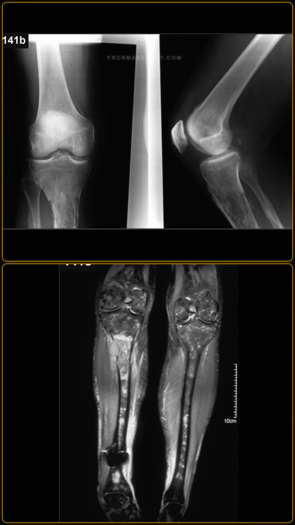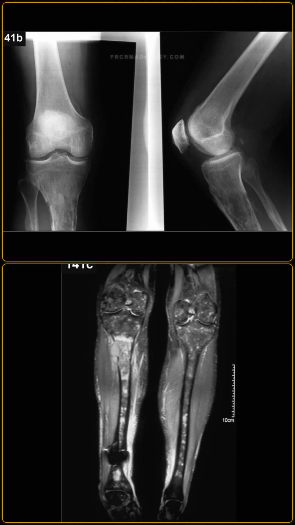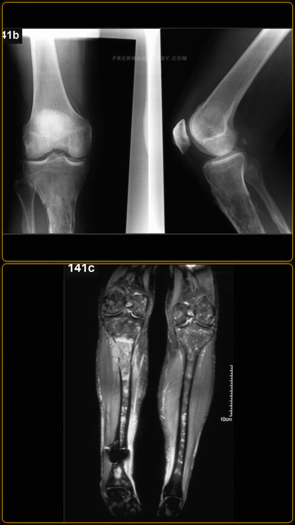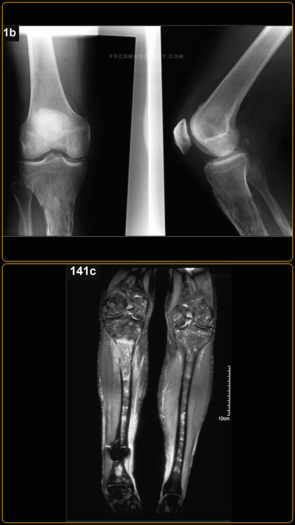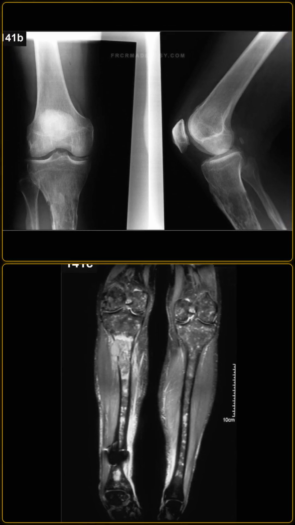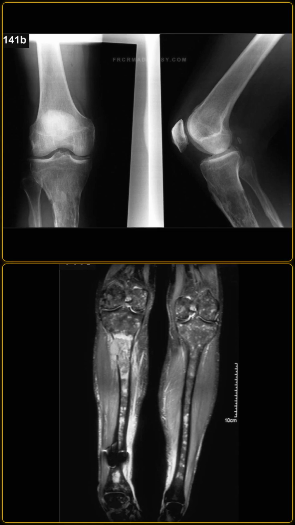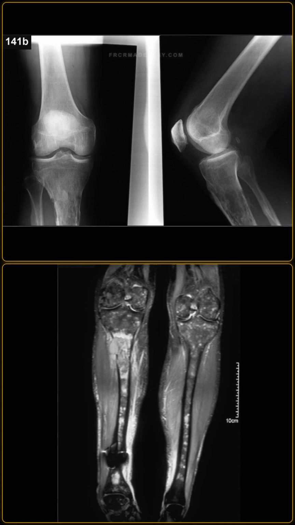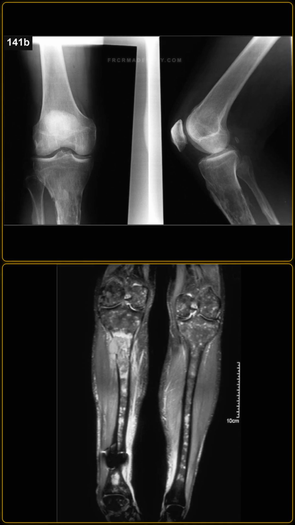The second image is a fat-saturated coronal MRI from the same patient, illustrating a highly aggressive, hyper-intense tibial lesion. The MRI clearly shows a wide zone of transition, permeative bone destruction, and cortical breach into the adjacent soft tissues. This highlights how MRI is far more sensitive in identifying early marrow replacement and soft tissue extension.